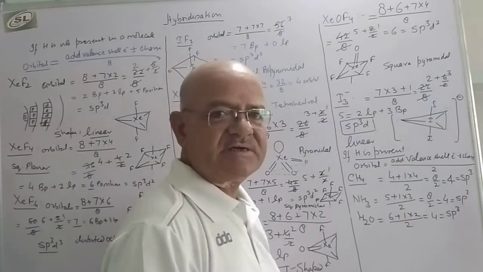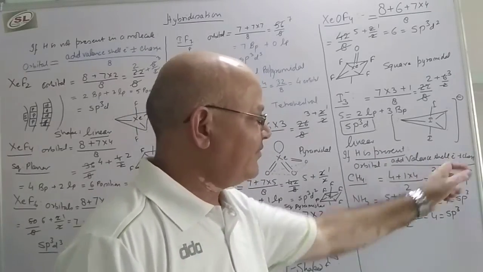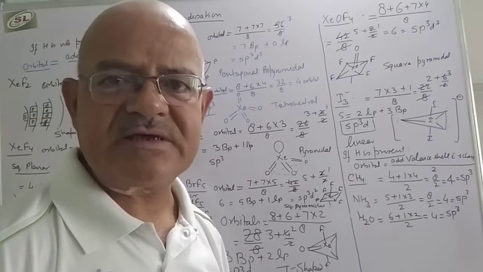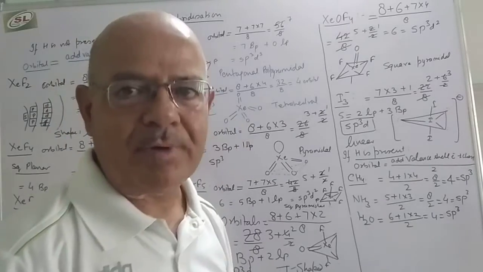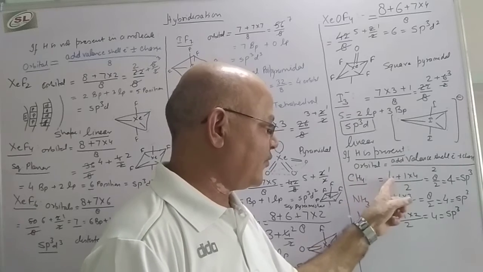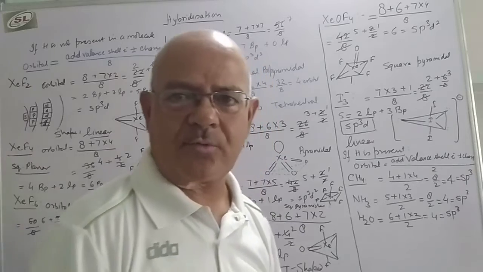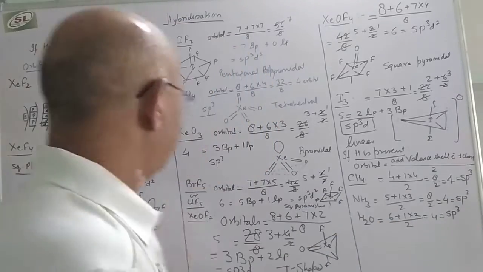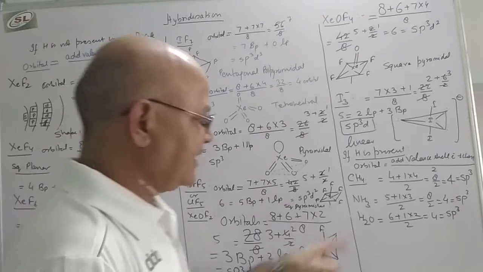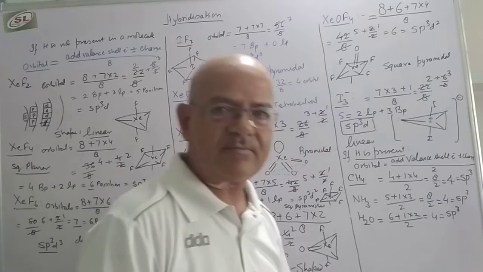If hydrogen is present somewhere, we will add the valence electrons, plus or minus the charge, divided by 2, because hydrogen always attains the duplet. So for CH4, 4 electrons of carbon, 4 of hydrogen, the total will come 4 orbitals. So the hybridization will be sp3. The same you can see in ammonia and water. The hybridization will be sp3.